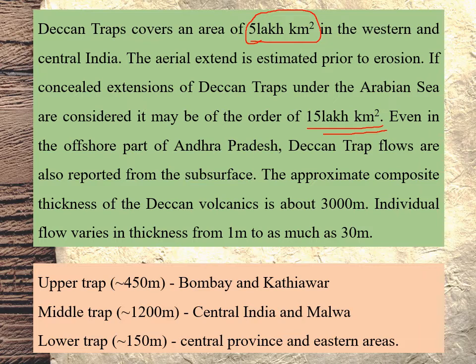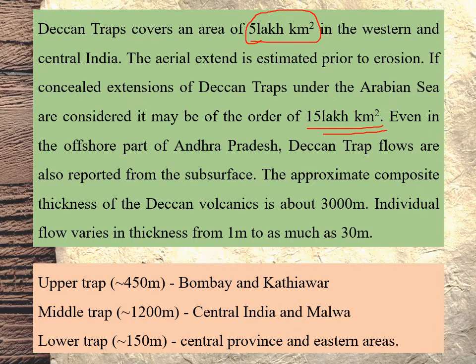Even the Deccan Trap lavas are also found on the eastern coast, in the Bay of Bengal. When people drill or try to look at the subsurface stratigraphy in the Bay of Bengal coasts, particularly on the Andhra Pradesh coast, they also found evidence of the occurrence of Deccan Trap lava. So you can see, although the trap lavas erupted in the western and southern part of India, they covered a far greater area due to their high mobility.